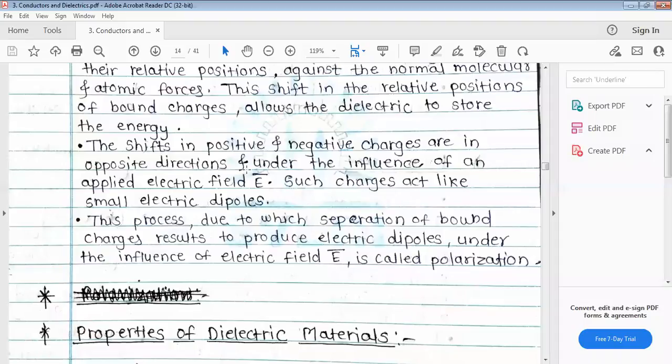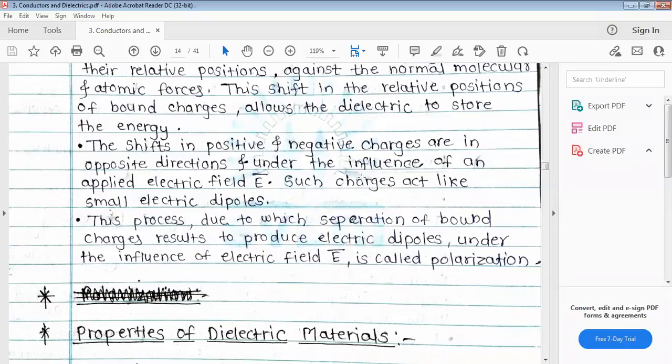What happens here? When we are giving the supply, the charges change their position. When they change their position, they are forming an electric dipole.